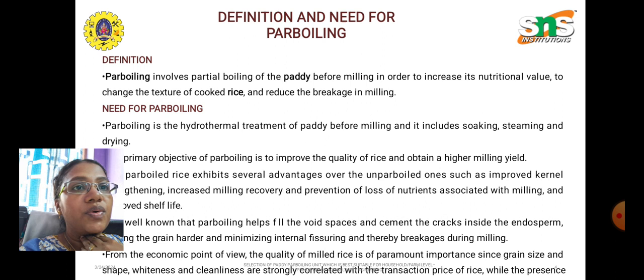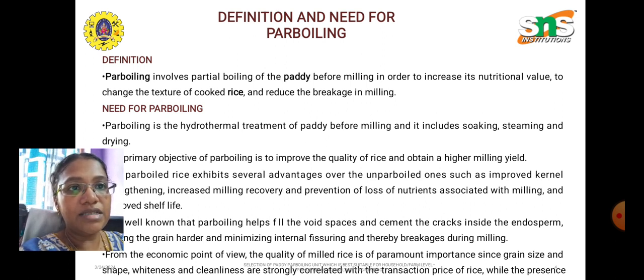As we all know, parboiling involves partial boiling of the paddy before it is milled. Why is it done? Mainly to increase its nutritional value, to change the texture of the cooked rice, and also to reduce the breakage during the milling process. So this is the basic definition of parboiling and why we parboil the paddy.